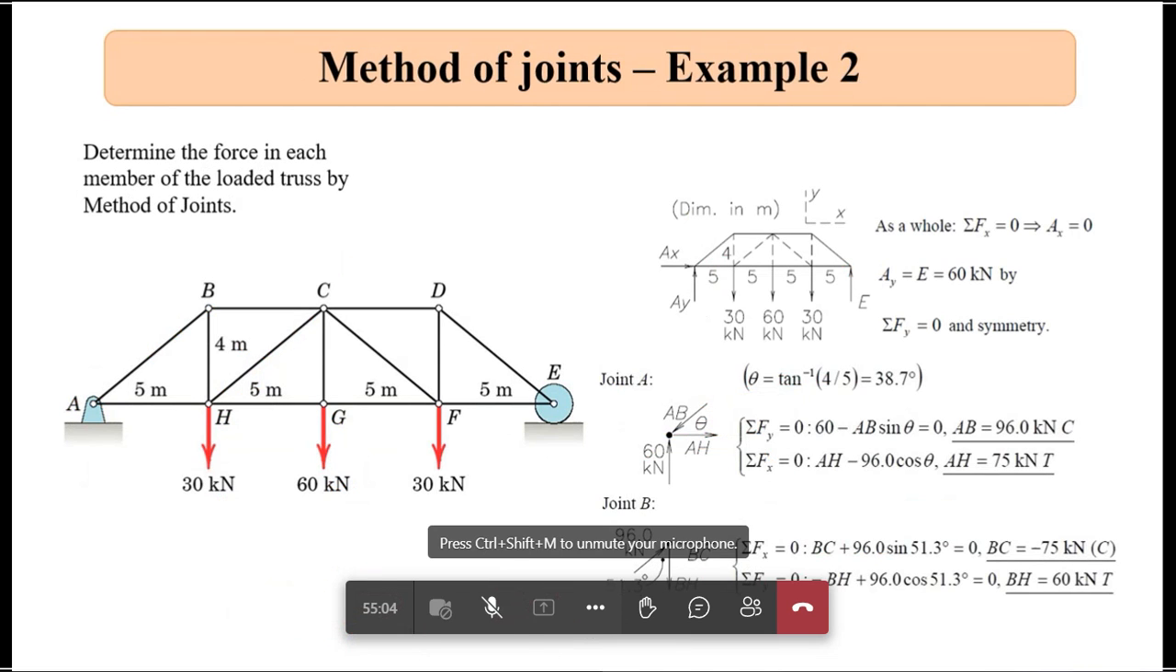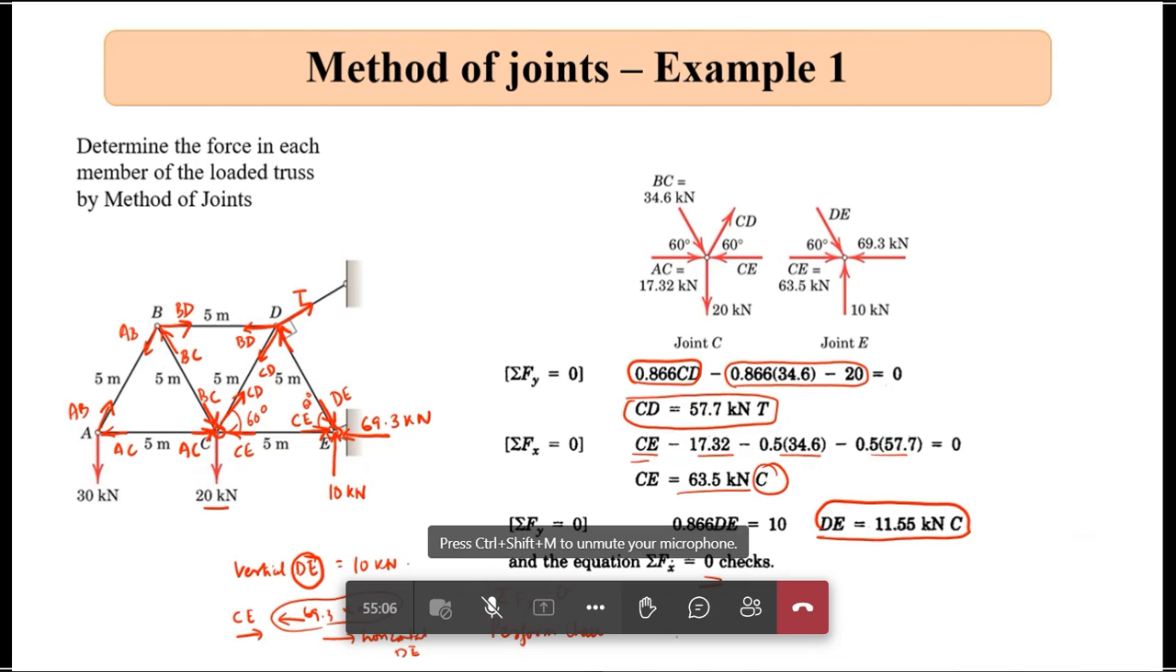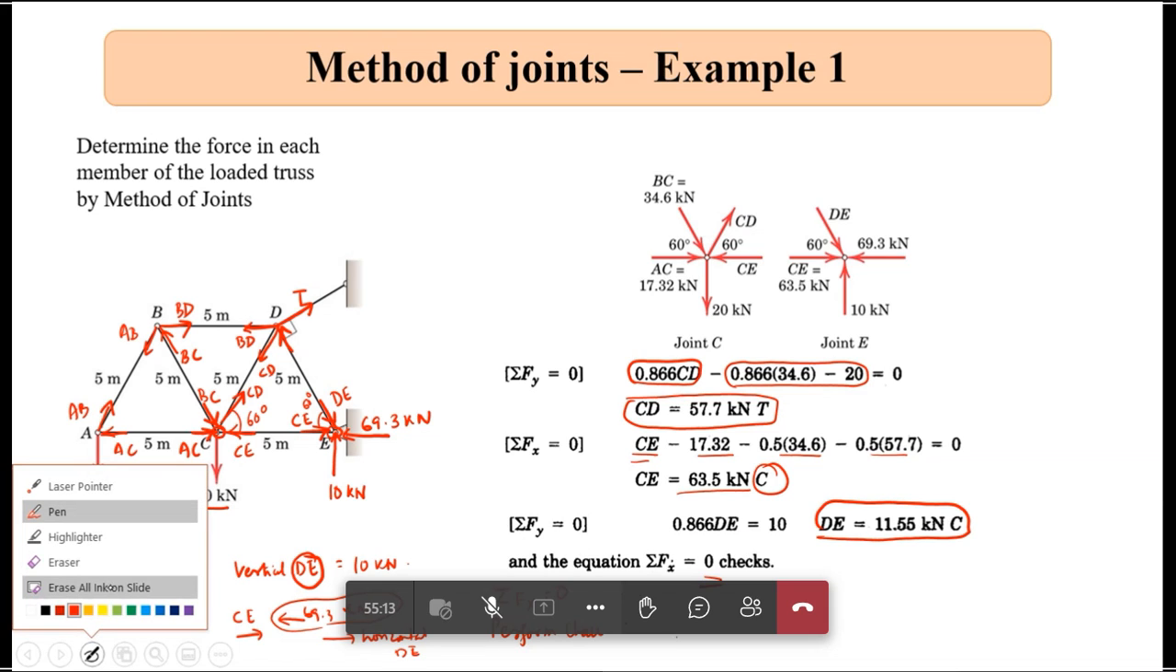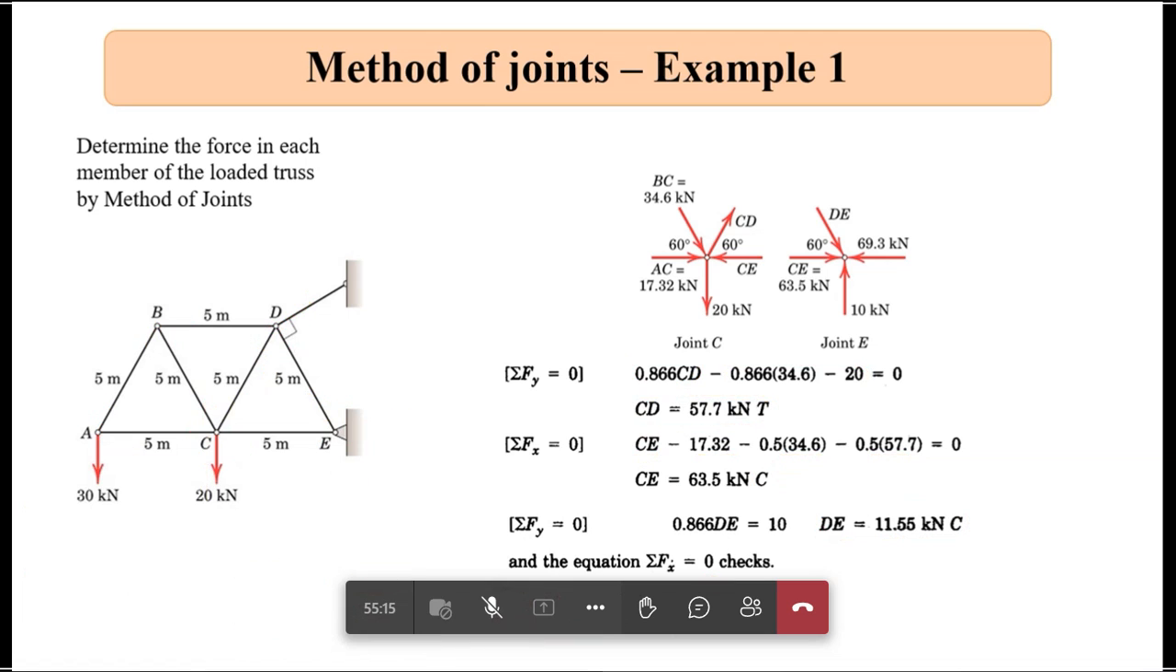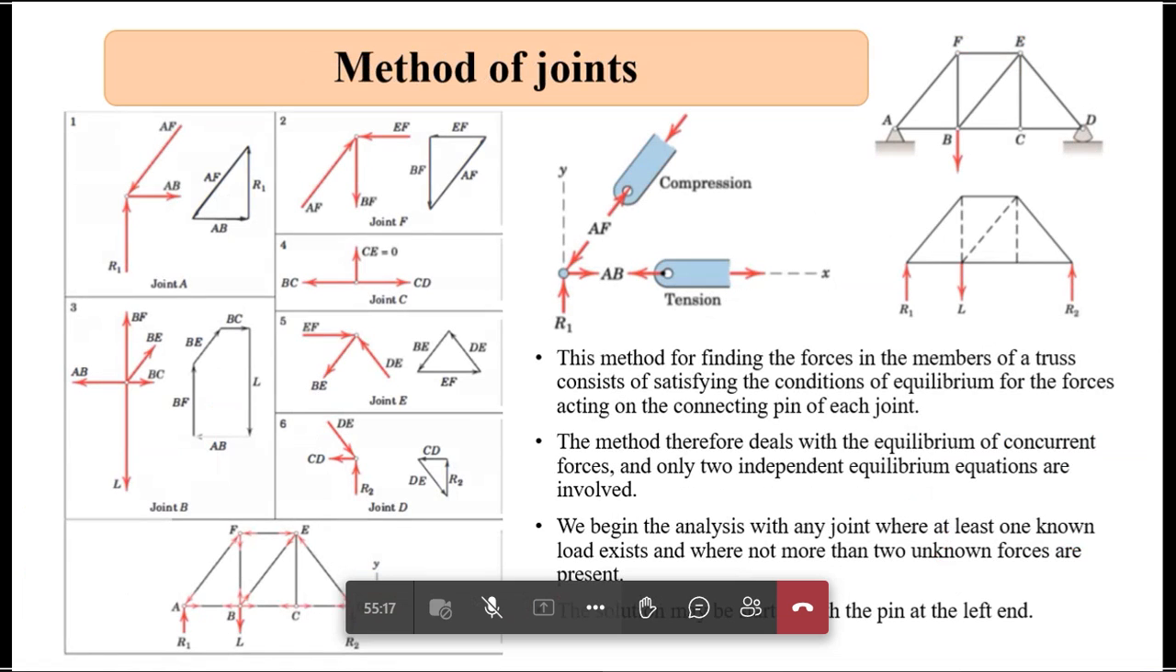Right. So in the tutorial class, we will be solving more numericals. So let us just sum up.